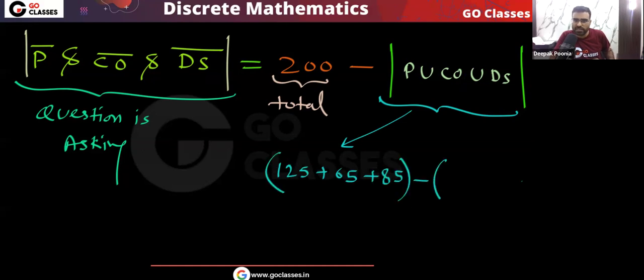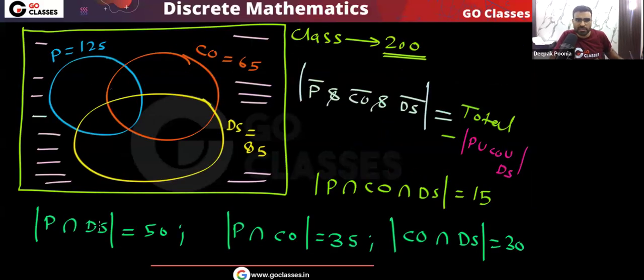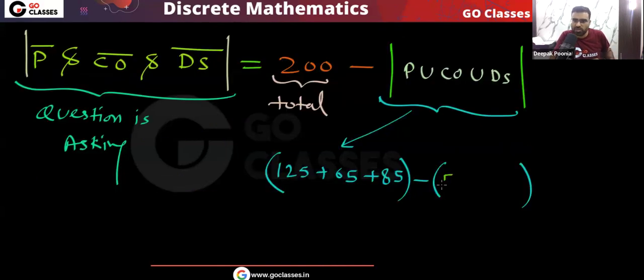Double, we have to remove. All the doubles we have to subtract. Programming and data structure is 50 students, programming and computer organization is 35 students, computer organization and data structure is 30 students. So you can see these doubles we have to subtract: 50, 35, 30. This total we have to subtract.